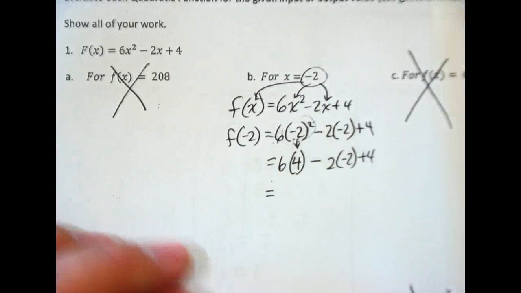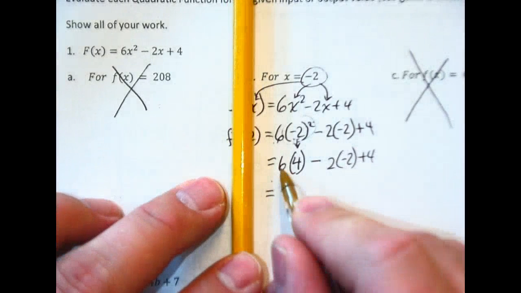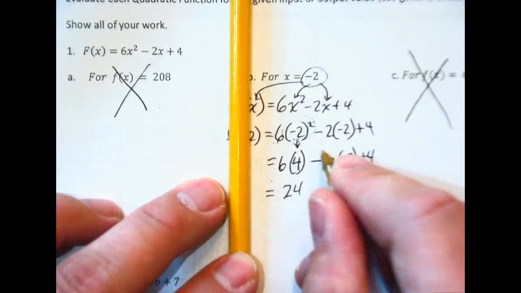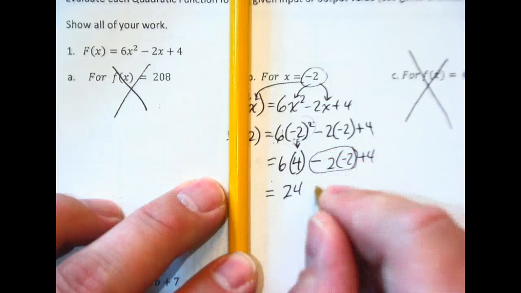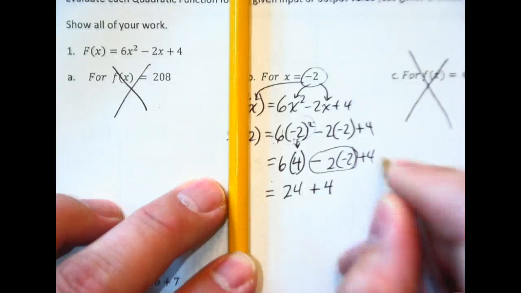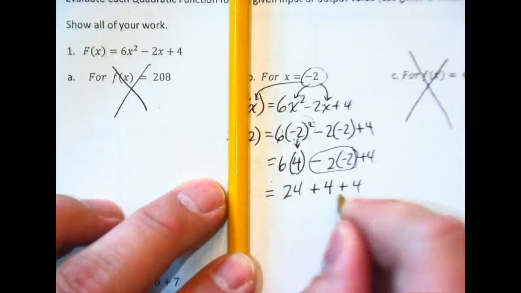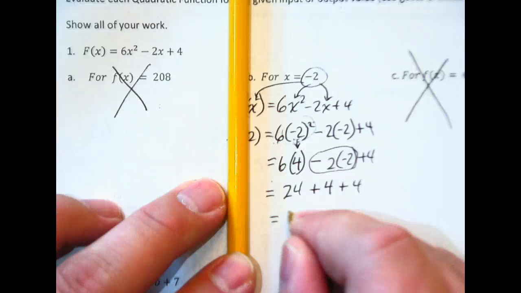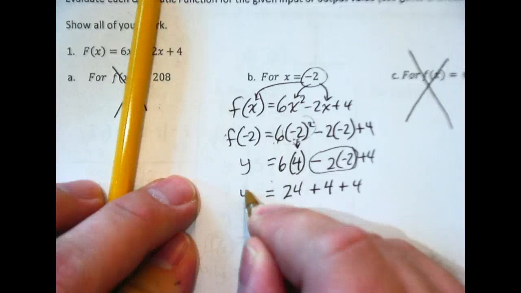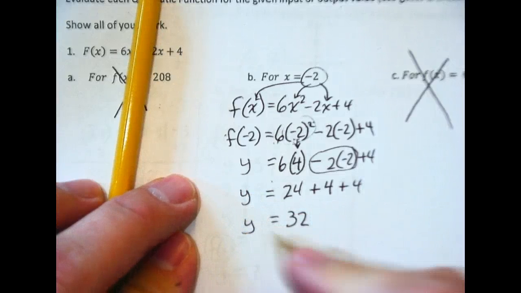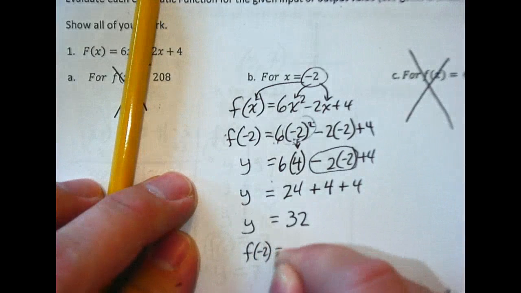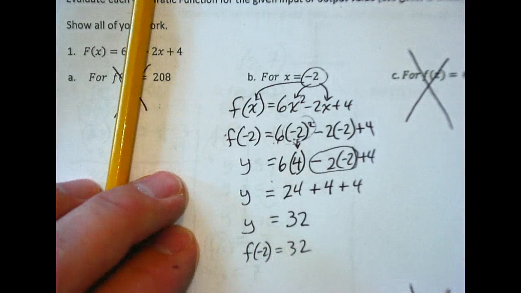I'm kind of ignoring this other side, right? 6 times 4 is 24. Negative 2 times negative 2 is 4, and it's a positive 4. 24 plus 4 is 32. So f of negative 2, or if you wanted to call it y, after you plugged in, y equals 32, or you could think of it as f of negative 2 equals 32.